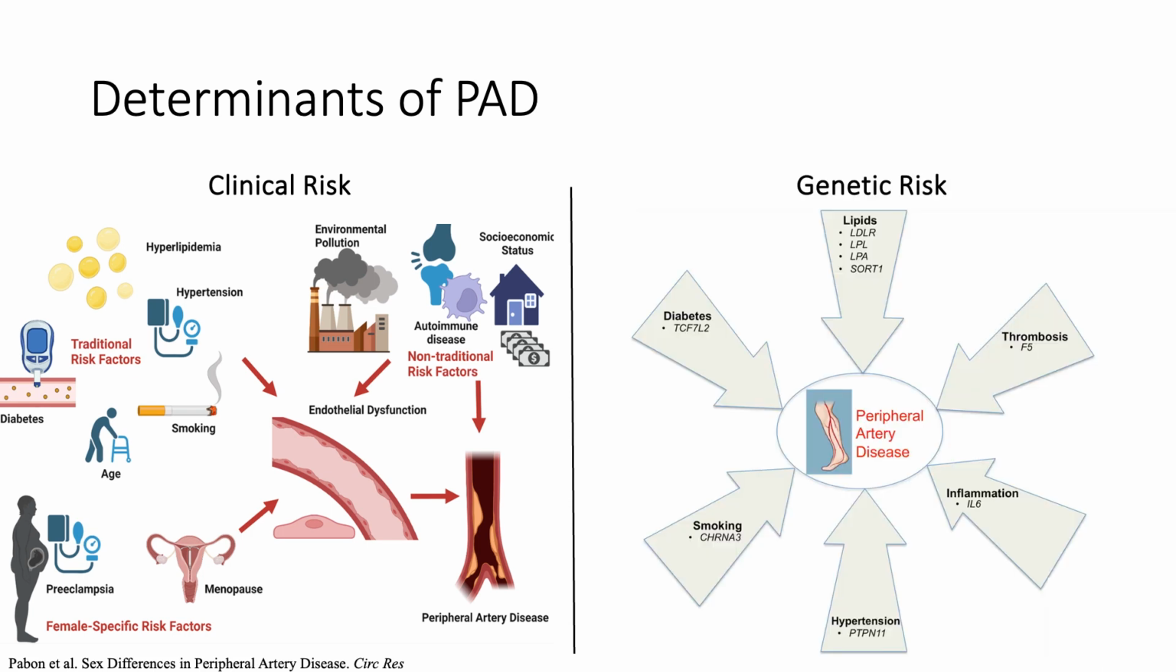But the genetic risk of PAD has recently been looked at using large genome-wide association studies. And what's not surprising is that the genetic predisposition to certain conditions like hyperlipidemia, diabetes, and smoking is associated with peripheral arterial disease. But what's new is that genetic predisposition to inflammation or thrombosis also associates with peripheral arterial disease.